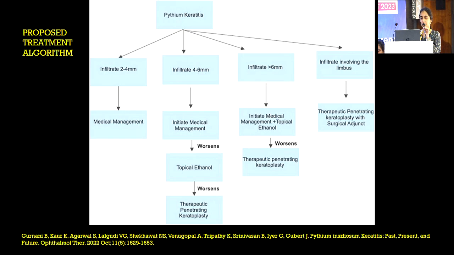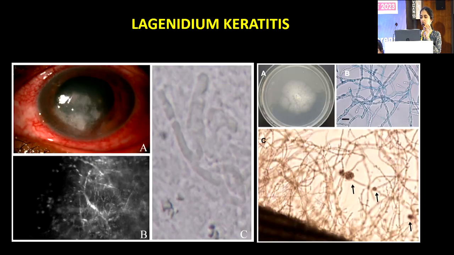This is a recently proposed algorithm which says for small infiltrates you go ahead with medical management, and for infiltrates between 4 and 6 millimeters you use medical management, and if it worsens you can try ethanol. Whereas in infiltrates greater than 6 mm you directly use both medical management and topical ethanol. Whereas for those involving the limbus you have to use a therapeutic penetrating keratoplasty with surgical adjuncts as mentioned.